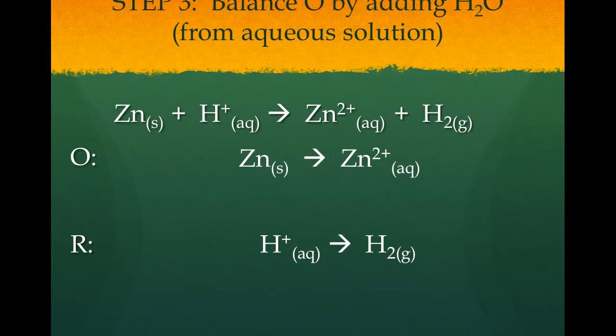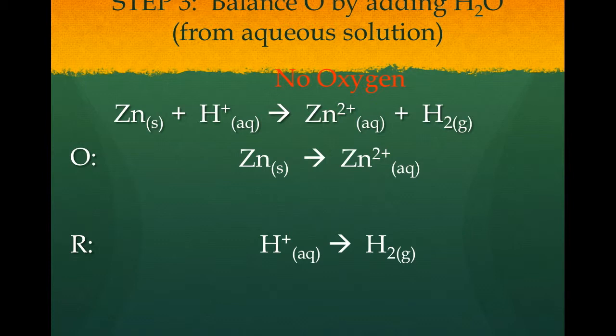Step 3, we're going to balance oxygen by adding water. And again, that water comes from our aqueous solution. Well, we have no oxygen, which means we do not need to do step 3 either. And again, I said this was a really simple redox, so we're starting simple. We're going to get more complicated as we go on. But we did not need to do step 2 because our zinc were already balanced, and we don't need to do step 3 because we do not have any oxygen.